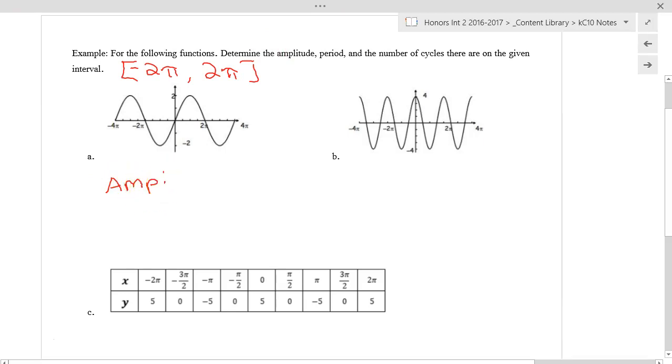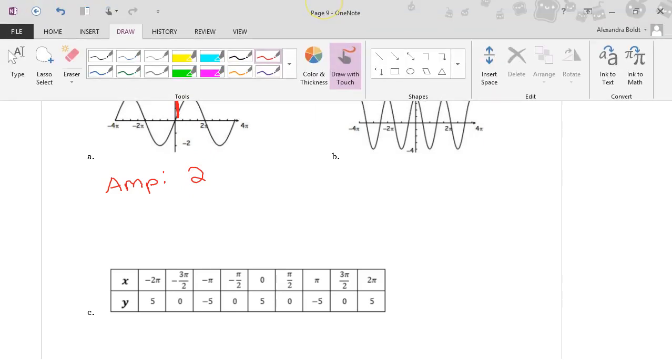Amplitude, when we're looking at a graph, is just how far up it goes, right? So my max point is at 2. You can tell my center point's at 0. So my amplitude here is 2.